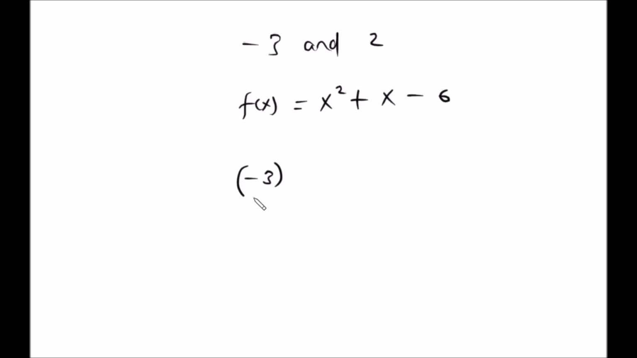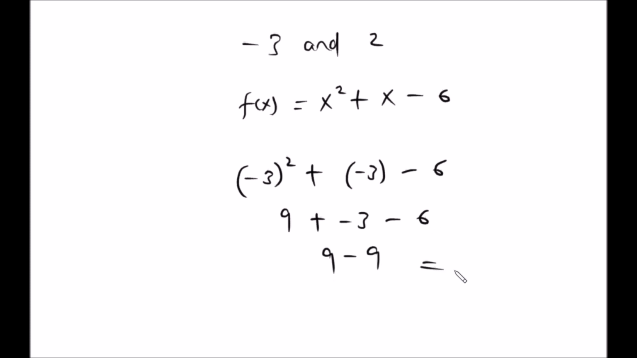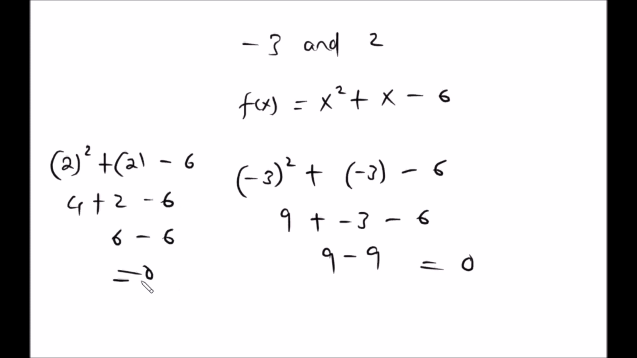By the way, before I go to example 2, if I put the roots of the previous question into this function here, you can see it will be negative 3 squared plus negative 3 minus 6. So it will be 9 plus negative 3 minus 6, so it will be 9 minus 9, 0. Similarly, if I put in 2, 2 squared plus 2 minus 6, so it will be 4 plus 2 minus 6, so 6 minus 6 is 0. So that is the root.